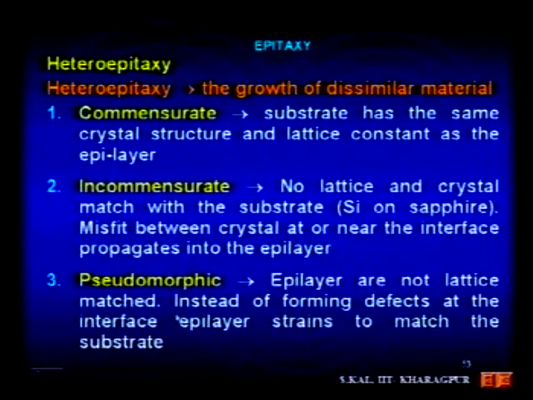And pseudomorphic heteroepitaxial growth is very popular nowadays in high-speed bipolar technology, where we can form silicon crystal on germanium, which is SiGe material, that is single crystal silicon. And pseudomorphic and strained layer growths are also possible.